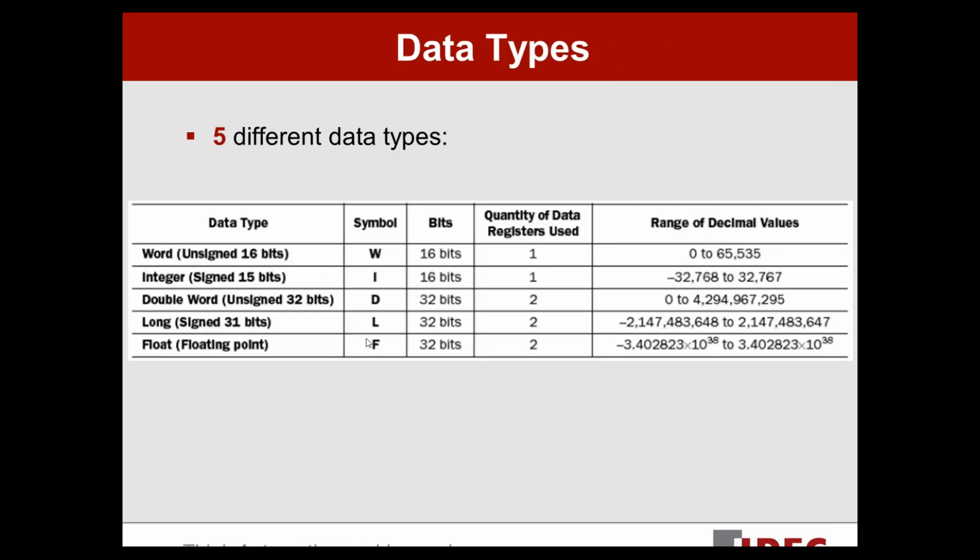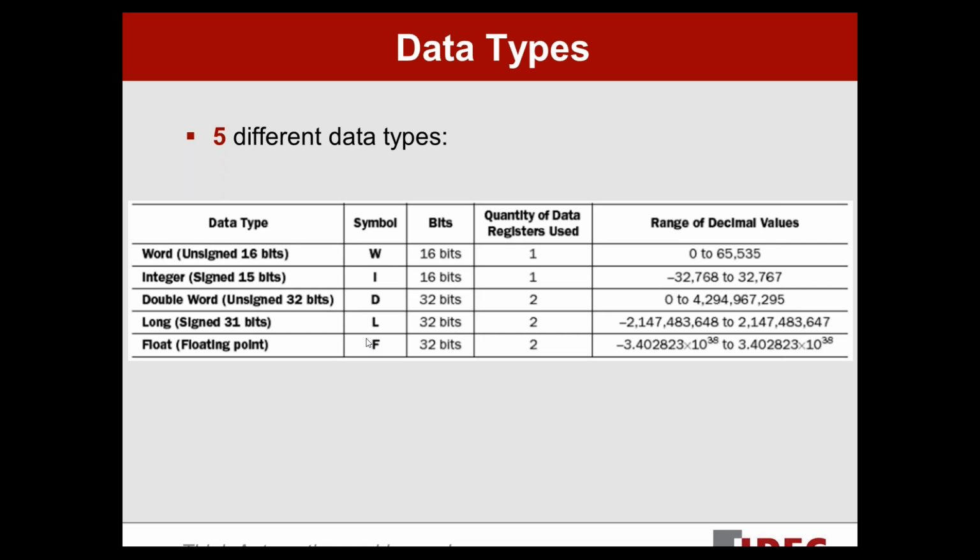So the first thing that we want to look at before we start converting data or scaling data, we need to kind of have an understanding of the different data types that we offer in the PLC. So when you're talking about items that can have a value, something that's not a bit where it's just on or off, we've got 5 different data types, and you can see them there in the chart below. We've got a word and an integer. Both of those are 16 bits, or they take up 1 data register.